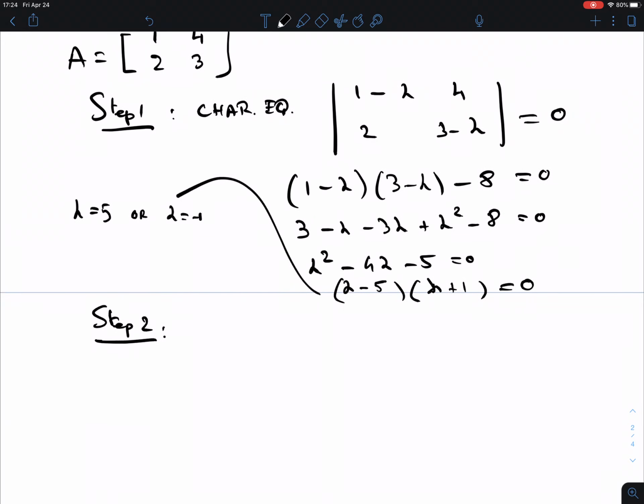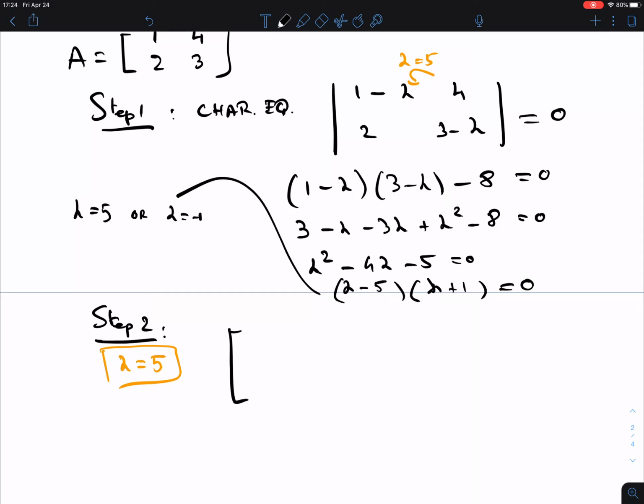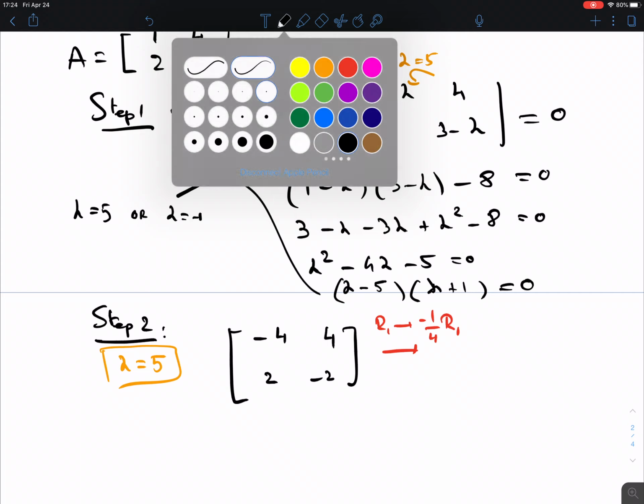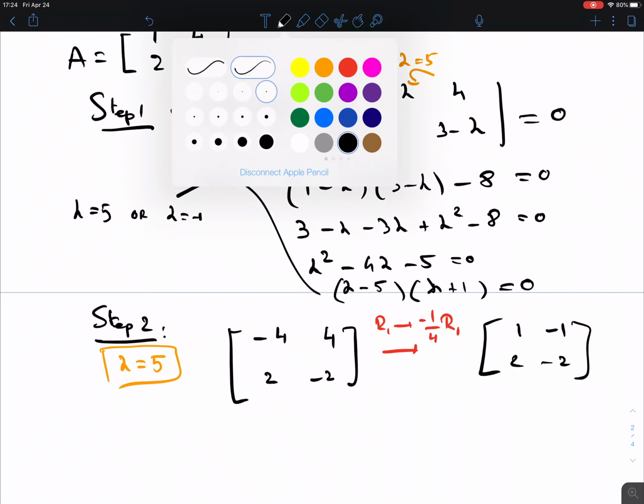So I'm going to now have to plug in, so I'm doing lambda equals 5. It doesn't matter which one you do first, but I'm doing this first. So this would give me the matrix -4, 4, 2, -2. Okay. This is very easy, right? I can divide row 1 by -1/4. Then I get 1, -1, 2, -2.